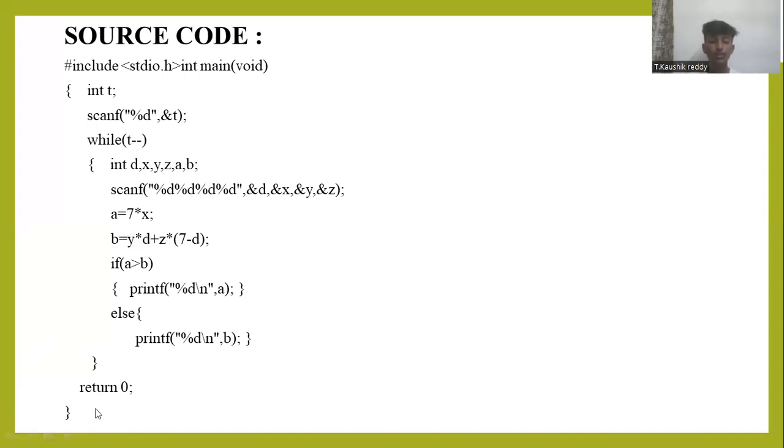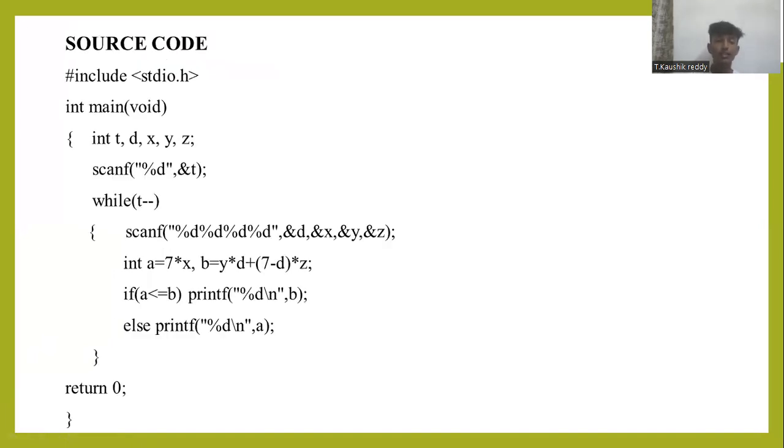Writing return 0 in the program is not necessary, but from a good practice point of view, we write it. So this is another version. Sorry, this program is for the same question, but it is a little smaller than the one before. So hashtag include stdio.h, it is the link function. Again, using int main, next using void, next giving input values t, d, x, y, z, and scanf %d, and t, and using a while loop on t, reading the values scanf %d, and d, x, y, and z.